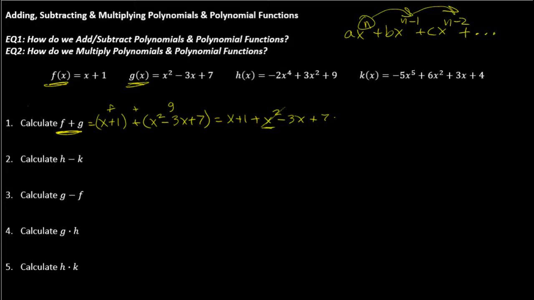It has nothing to combine with, so we can go ahead and write that down. Then we have an x and a minus 3x, so that's going to leave me with minus 2x when we combine. Combine the constants, we have a plus 8. So our final answer for f plus g would be x squared minus 2x plus 8.